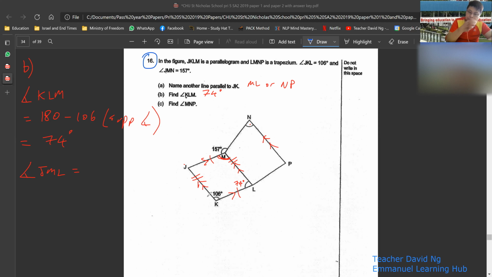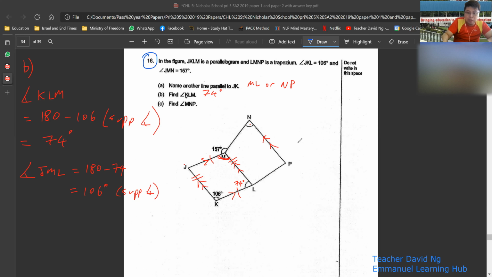Oh, 106. Why? Because they are supplementary angles. Very good. But there's a quicker way to find 106. Okay, there's a much faster way to find 106.